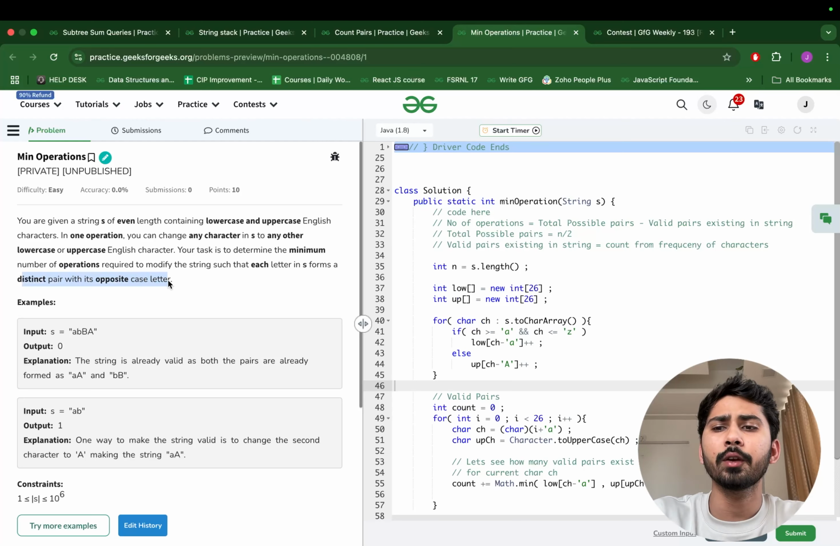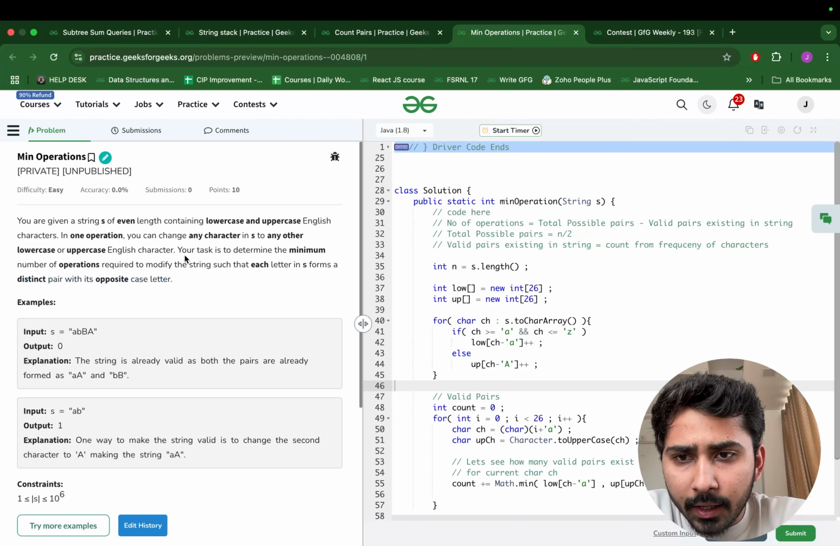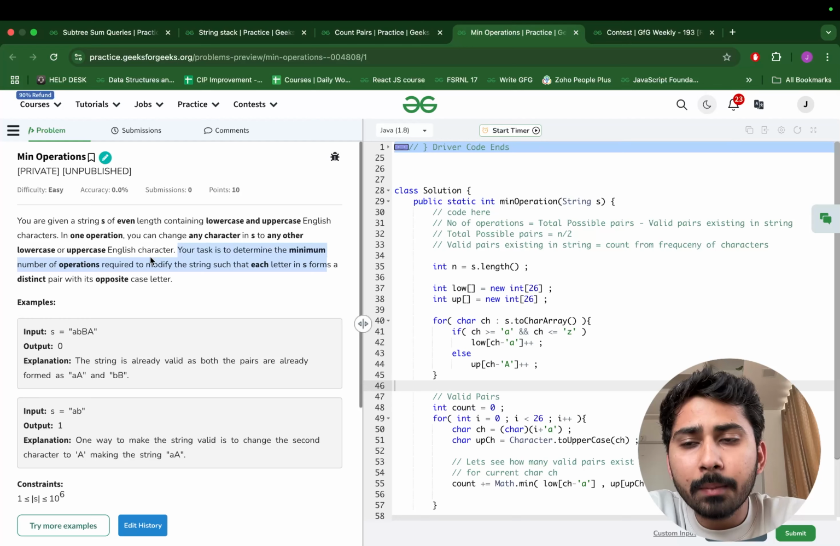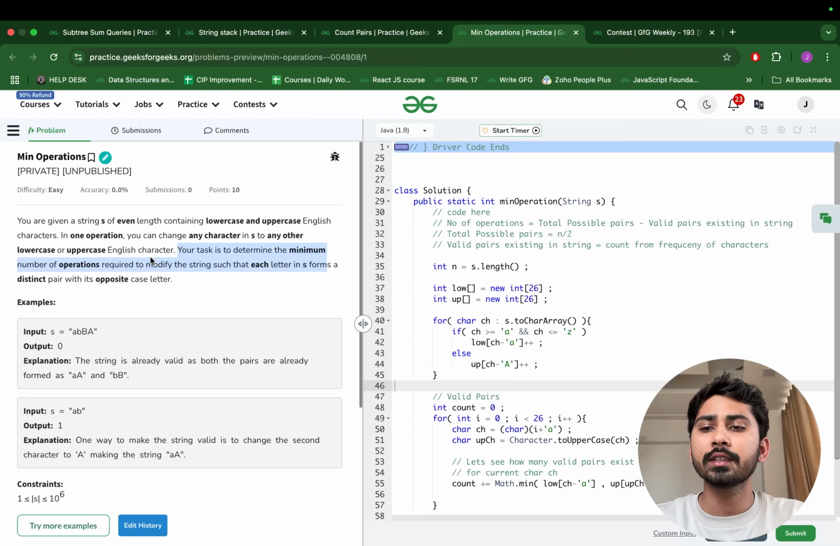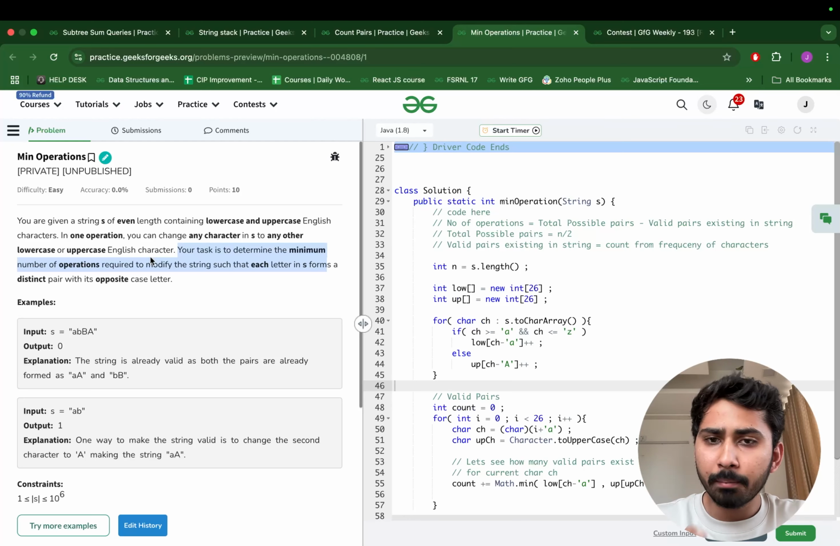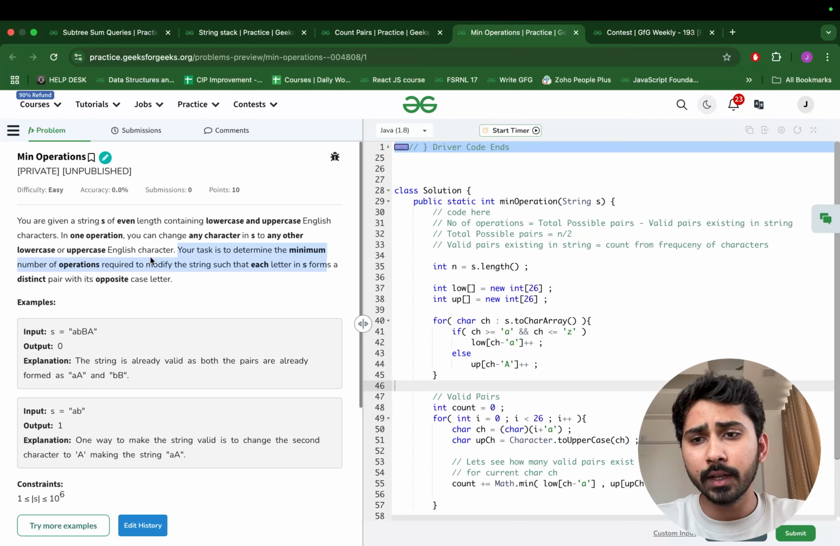Okay, so what is it trying to say? It is trying to say that your task is to determine the minimum number of operations required to modify this string such that each letter in S forms a distinct pair with its opposite case letter. Meaning in a pair there should be a lowercase alphabet and there should be an opposite uppercase alphabet of that same alphabet of that pair.